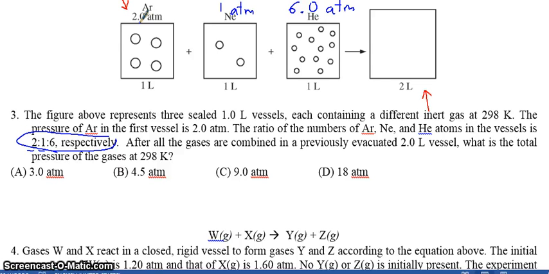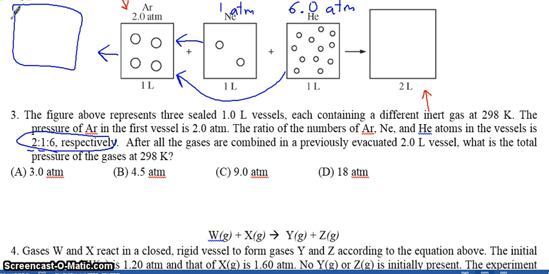So if you were to combine all of them into one vessel, actually we're going to put this one in here and this one in here as well. So into a 1-liter vessel, actually let's just transfer them all into here. In a 1-liter vessel, we have 2 atmospheres. Let's just do it like this. We have 2 atm of argon, we have 1 atm of neon, and we have 6 atmospheres of helium.